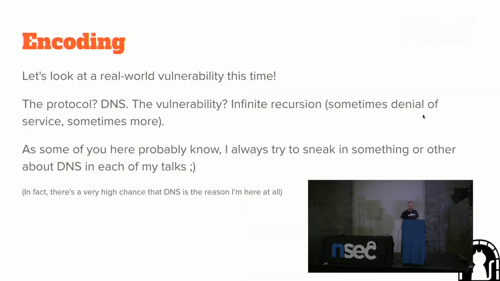So, as some of you here know who know me, I always talk about DNS when I do talks because I like DNS a lot. And as I said earlier, the reason I'm here is probably because of DNS. So we're going to talk about an infinite recursion bug that's very common in DNS, and then how this sort of bug led to a remote code execution in a really, really, really popular DNS server.